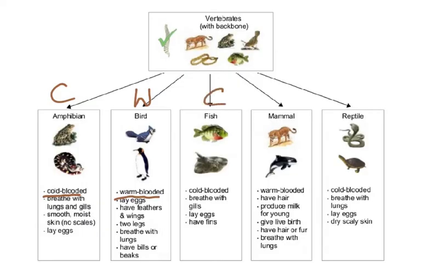This is again cold-blooded, then warm-blooded, and then cold-blooded. So you see only mammals and birds are warm-blooded. Reptiles, fish, and amphibians are cold-blooded. Then coming to lungs and gills.